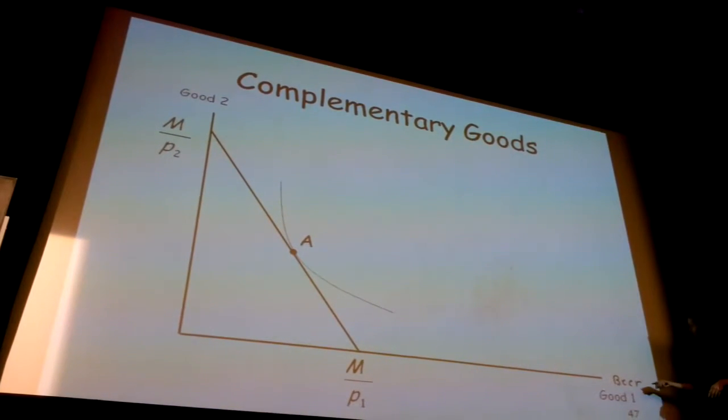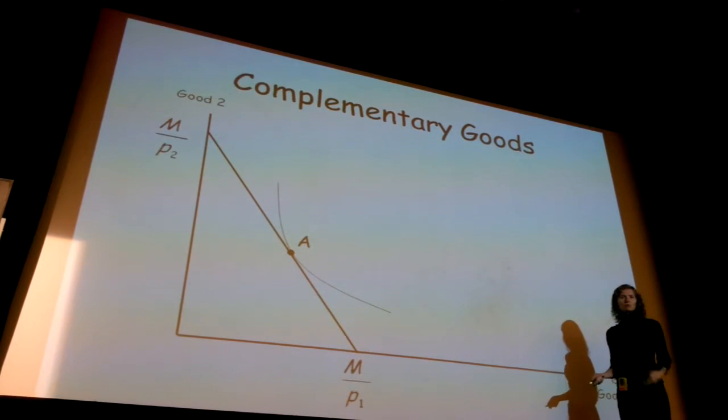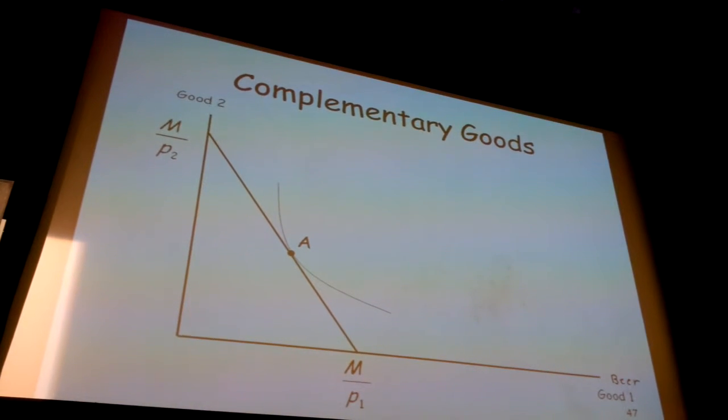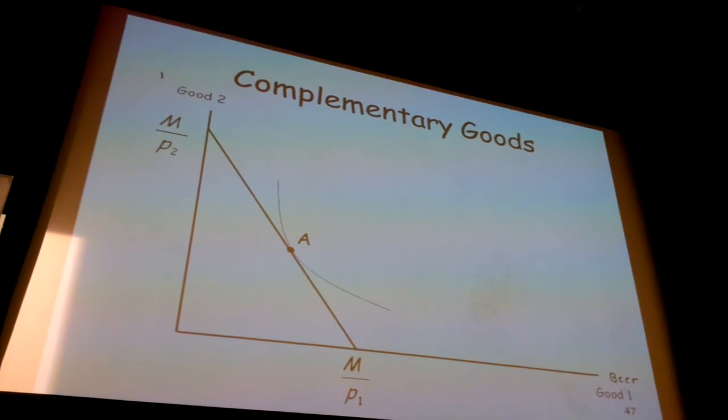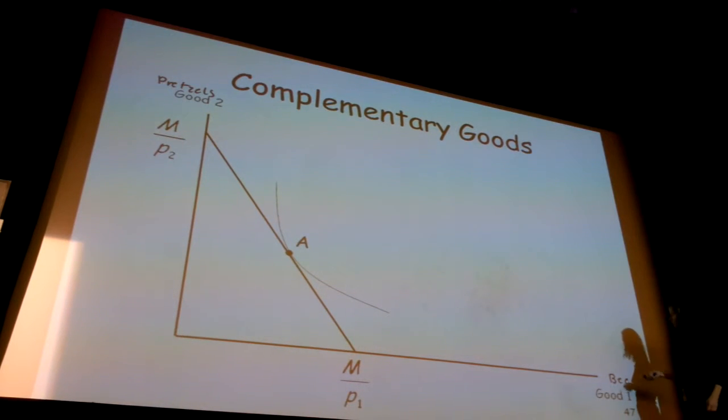So beer on one axis, and then what's something you tend to eat with beer? Or drink? Pretzels. There we go. Pretzels. I know what pretzels are. My kids love those. Okay. So pretzels and beer. Let's suppose the price of beer falls.